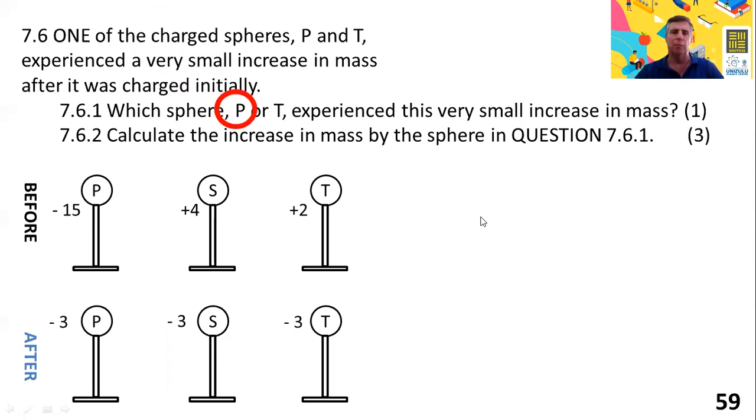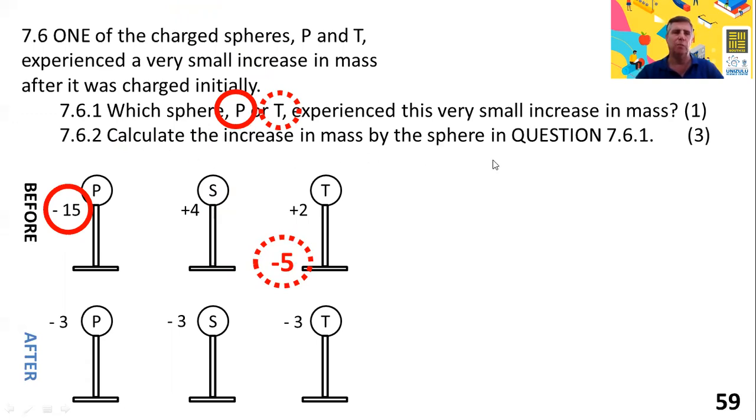Well, immediately I would say P, and that is a correct answer because it went from neutral to minus 15. So it must have gained electrons because that's the only way charge is transferred, by the gain or loss of electrons. Look at S. S would have lost electrons, so its mass would have gone down slightly. But in the memo, they also accepted T because that word initially is ambiguous. And in fact, T gets charged from +2 to -3, so it must have gained electrons in that part of the process. So actually, you could answer for either of these, but I'm going to continue with P.